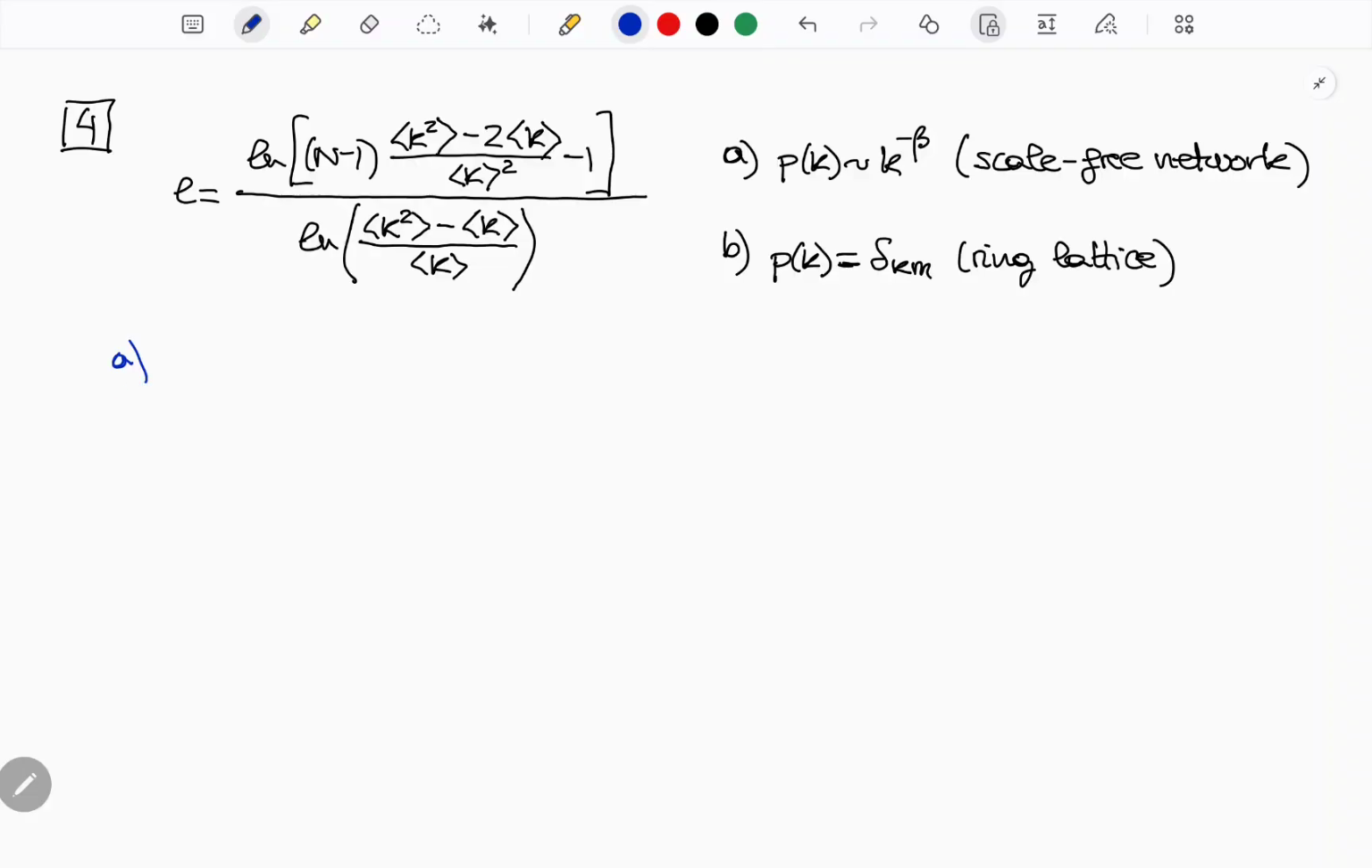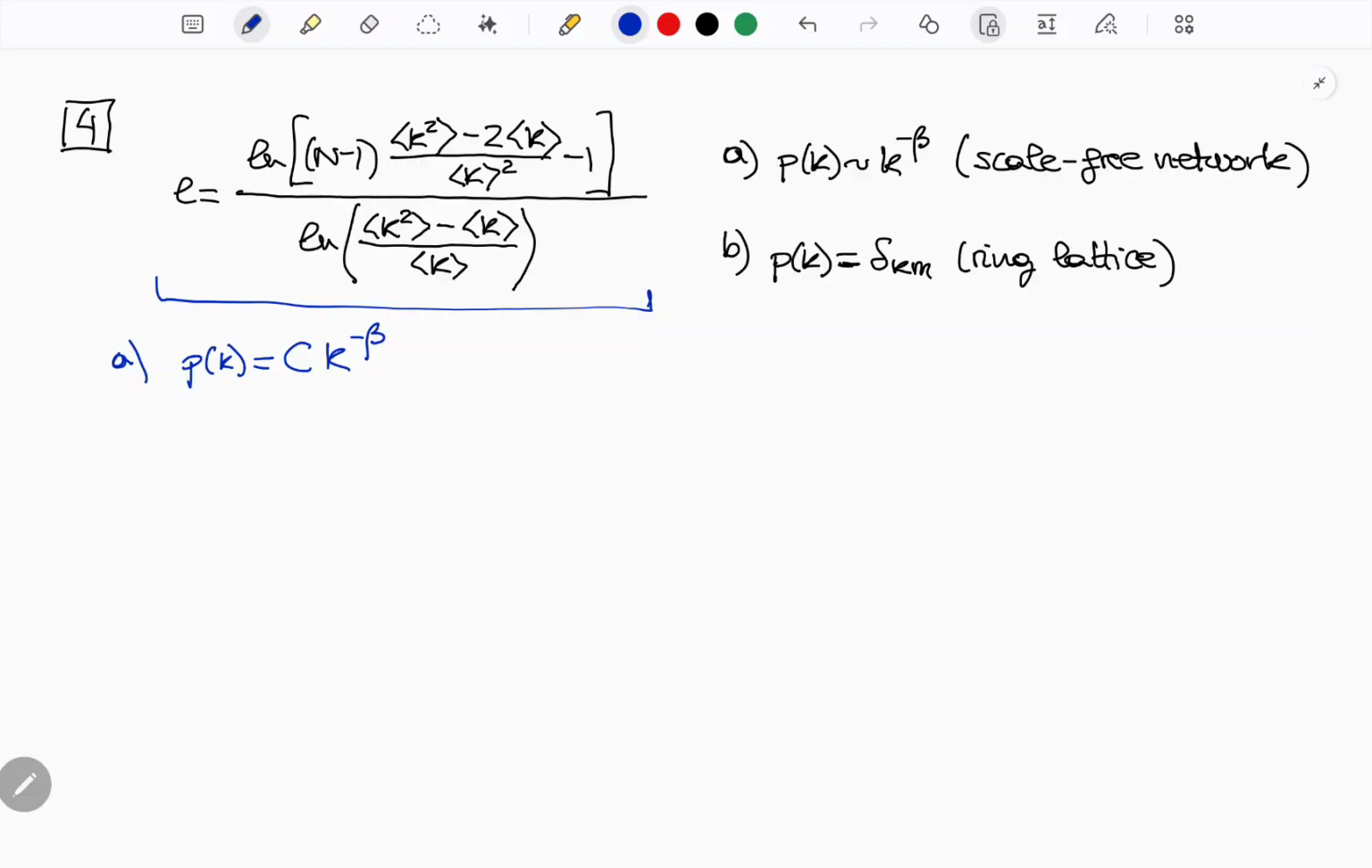Since we have the scale-free network, which is a constant times the power law, and we have different regimes where the scale-free network works depending on the exponent, we are going to work this magnitude, this value, for different ranges of the exponent beta.